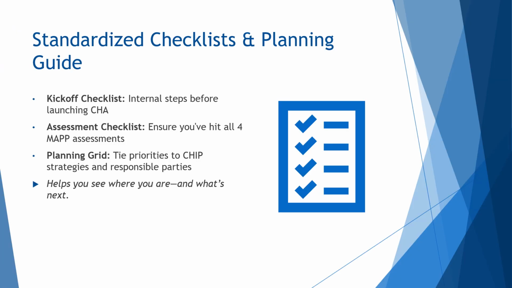So checklists and planning grids help make sure nothing falls through the cracks. This includes having a kickoff checklist to guide internal readiness before launching the CHA, or an assessment checklist to ensure you've completed all 4 MAP 2.0 assessments and you have the key items that you were looking for. A planning grid that links priorities to CHIP strategies, performance measures, and responsible parties. These tools help you visualize your progress, clarify next steps, and stay aligned with MAP, FAB, and equity goals.